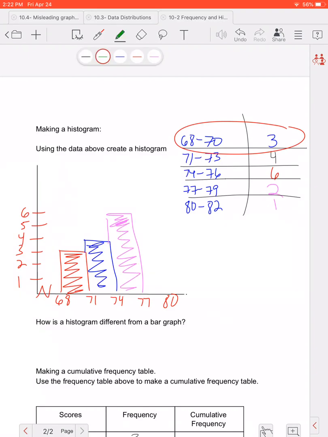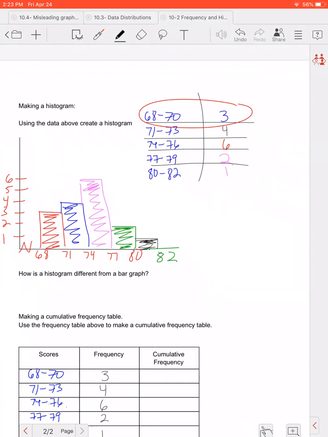Okay, and my drawing is not perfect and yours does not have to be perfect. And then 77 to 79 is going to have 2 here. Okay, and I made an oops, I should have had an 82 over here. So I'm just going to pop my graph over a little bit. And they only have 1. Okay, so this is the histogram.